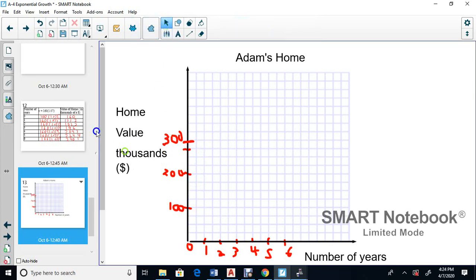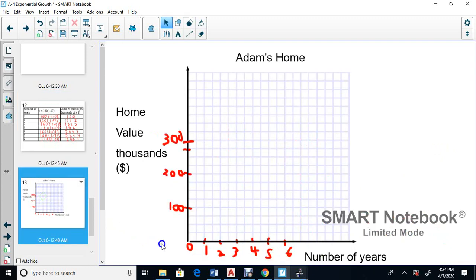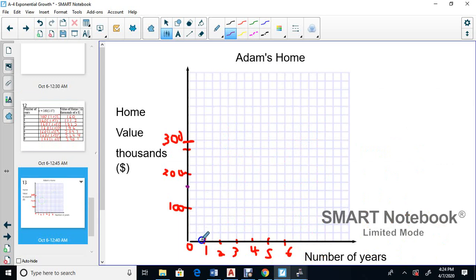Now let's graph. So at 0, we're at 160. So at 0, 100, 125, 150, 160. We're going to put a tick, use a different color maybe. 160, we'll put a tick right about there. Right there. Okay, at 1, we're at 171.2. We're almost at the same place. We're just a little bit higher, right about there.